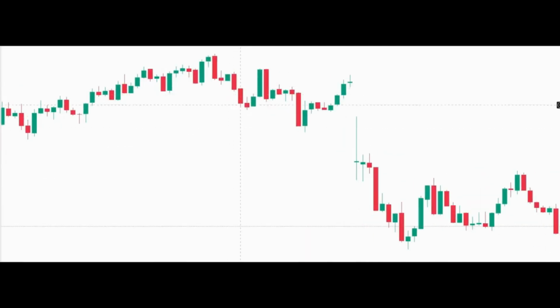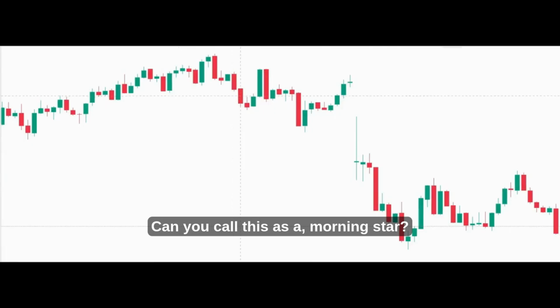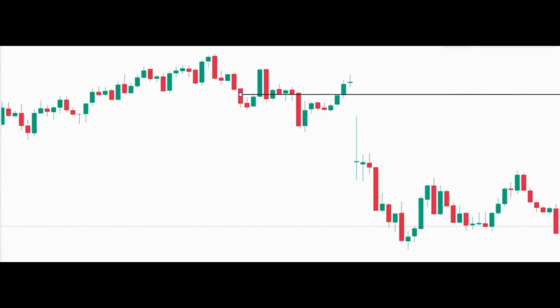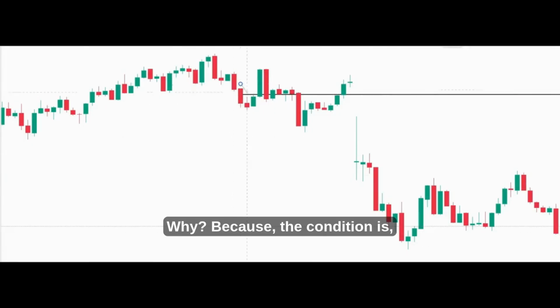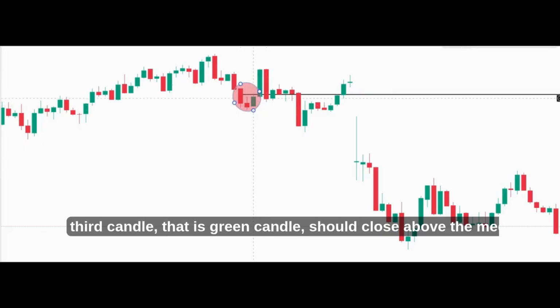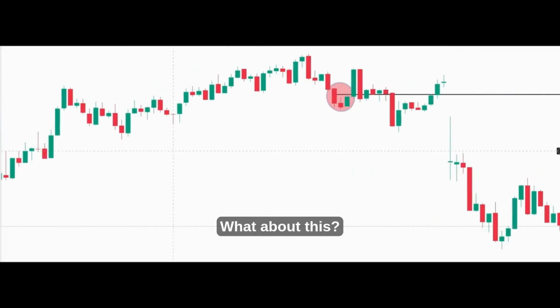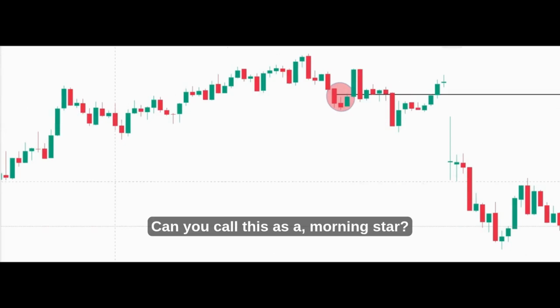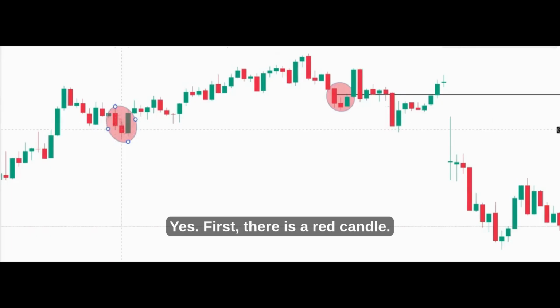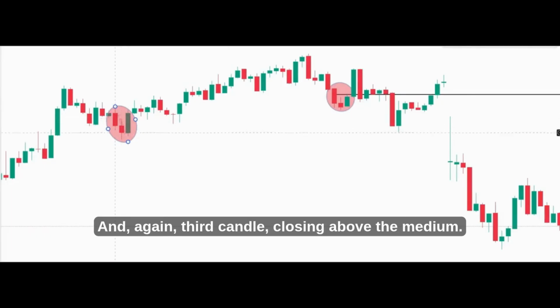See, can you call this a morning star? Logically, no. Why? Because the condition is the third candle, that is the green candle, should close above the median. So this is not called a morning star. What about this? Can you call this a morning star? Yes. First there is a red candle and again the third candle closing above the median.